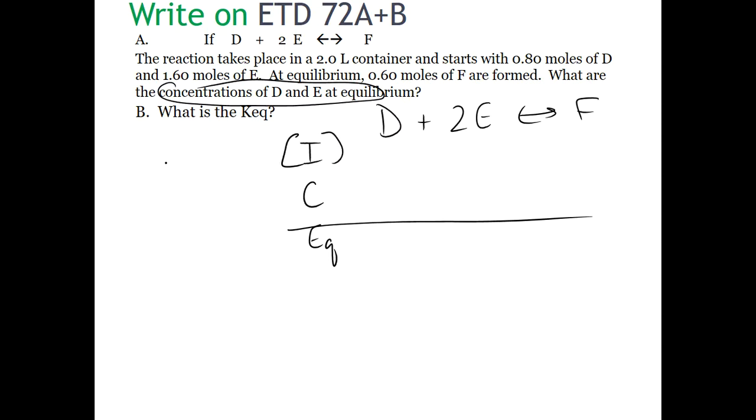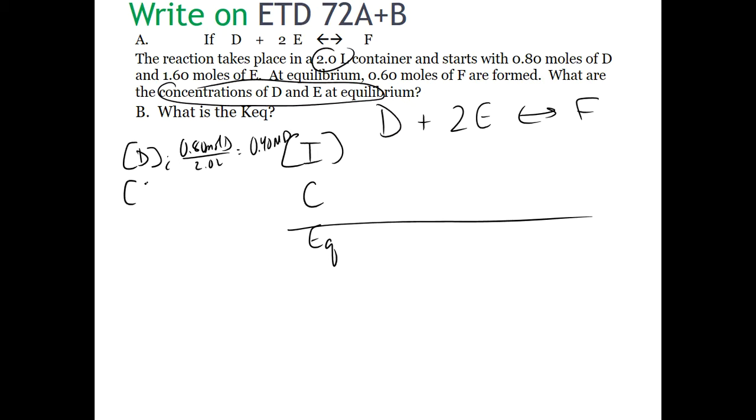So that means I have to take these and find the concentration of D initially, which I can do because it tells me that I got 0.80 moles of D in every 2 liters. So it's 2.0 liters. That means it's actually a concentration of 0.40 molar D. Right, that's what it's starting off initially.